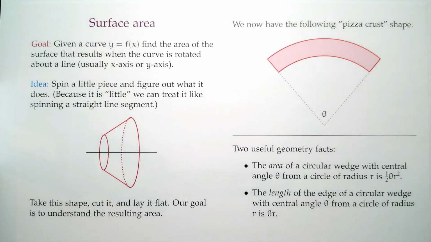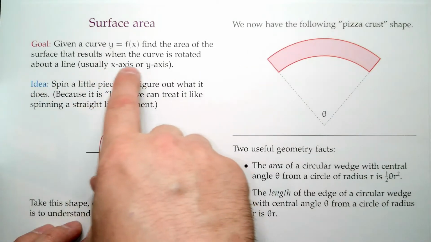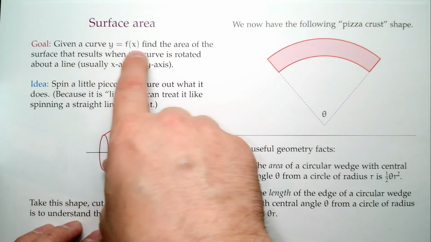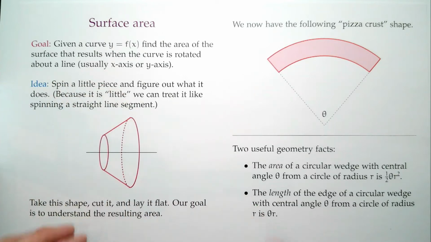So surface area, we want to find the area of some three-dimensional shape. Now we're going to be very restrictive here. The kind of surfaces that we're going to consider are the kinds of surfaces when we do a rotation. So we're going to rotate a curve y equals f of x about some line, usually the x-axis or the y-axis, and that's going to form a shape. So we've talked about volumes of revolution. So today it's the surface area of that revolution.